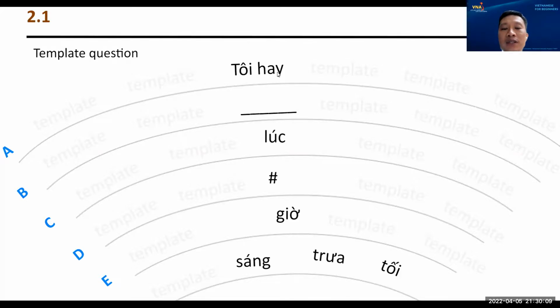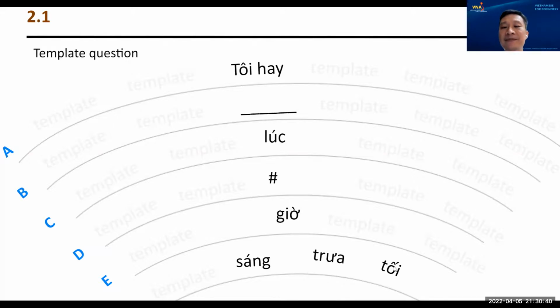Now, I often eat breakfast at 7 o'clock. Tôi hay ăn sáng lúc 7 giờ. Okay, in the context, even if your tone is a little bit off, it's still understandable. Nice try. Tôi hay ăn sáng. Notice the tone. Tôi hay ăn sáng. Yes. Lúc 7 giờ. 7 giờ. Okay.